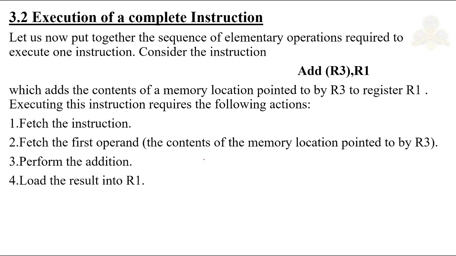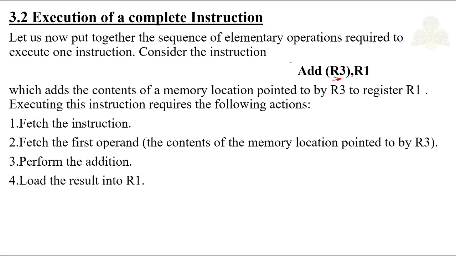Next, we will study about execution of a complete instruction. So we had seen how to store a value to the memory, how to fetch a value. Now, the complete instruction execution we'll see from fetching, doing some operation, and moving back the result. So, consider this example: add, in brackets R3, comma R1. This means R3 contains a memory location. You have to add the contents of the memory location with that of R1, and you have to store the sum in R1.